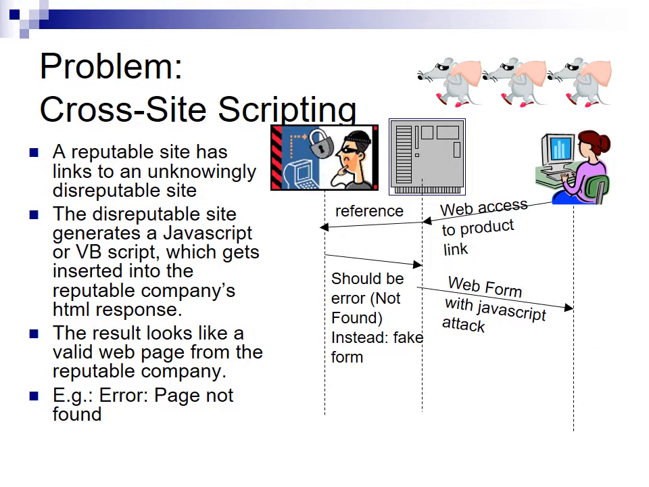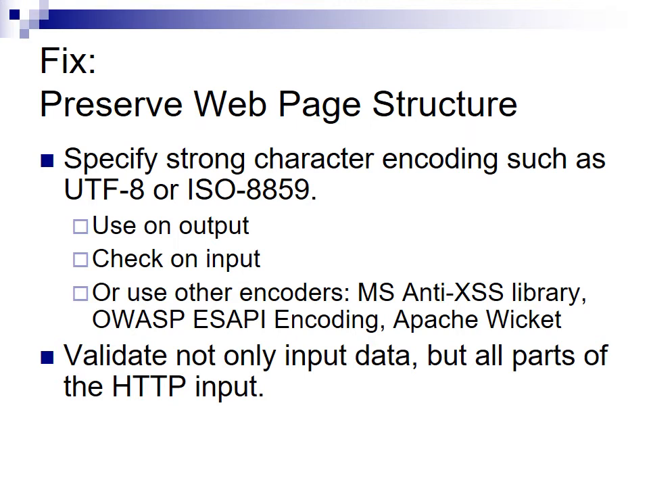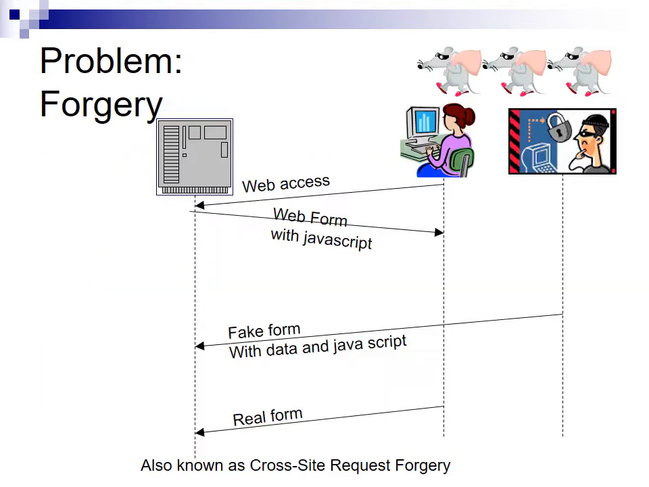Then we have cross-site scripting. Maybe a reputable site has links to some unknowingly compromised sites. These should run some JavaScript or VBScript to get the HTML responses from the user and redirect them. So this looks like a valid page, but it may show other things. The fix is to preserve the secure structure of the web page first of all in those scenarios, and to validate not only the input but other parts of the HTTP input as well.